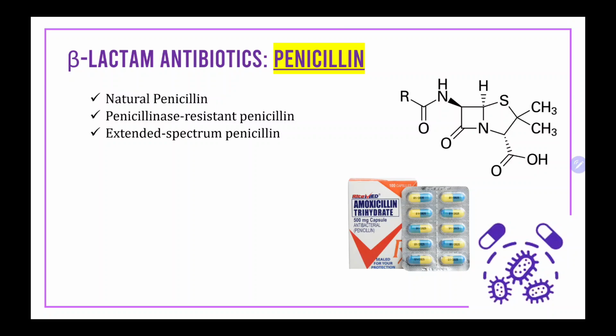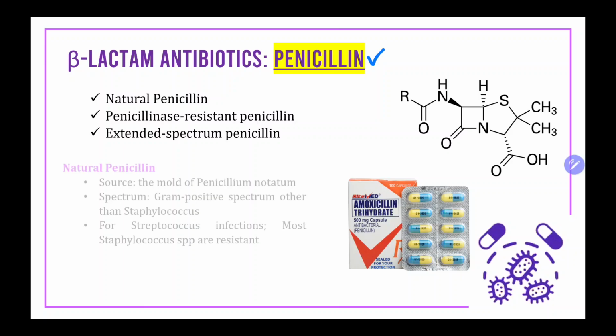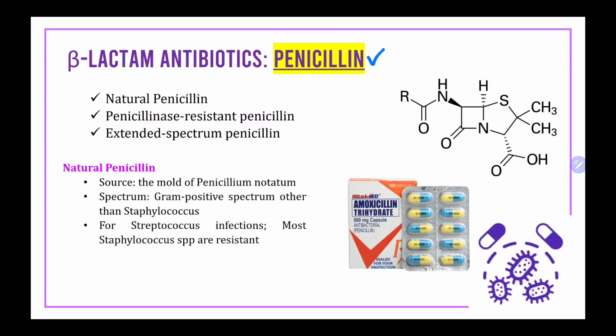Now you have different categories of your beta-lactam antibiotics, one of which is your penicillin, which can be seen as natural, penicillinase resistant, and extended spectrum. When we say natural penicillin, its main source is from the mold Penicillium notatum. Now, its spectrum covers all gram-positive microorganisms aside from your Staphylococcus species. It's mainly used in the treatment of your Streptococcus infections since most of the Staphylococcus species are resistant to natural penicillin.